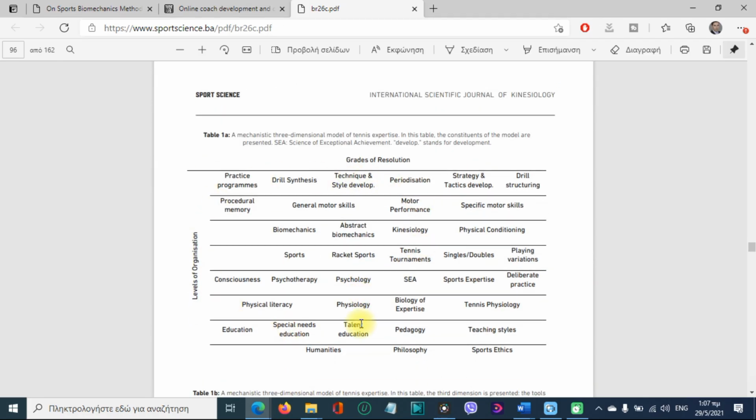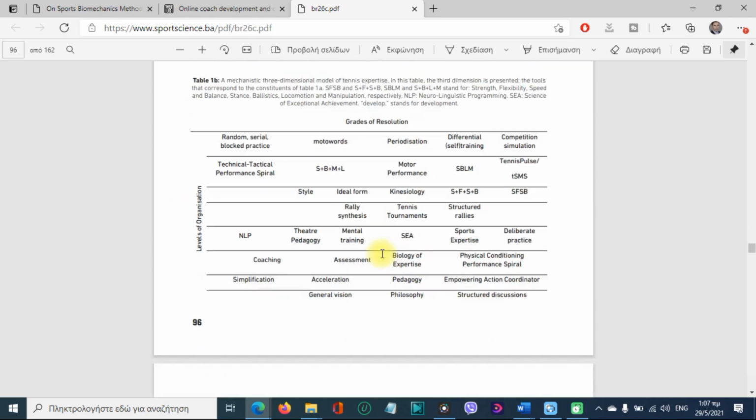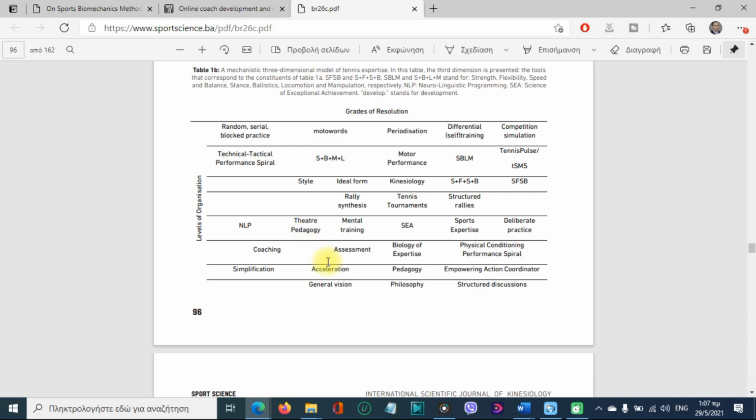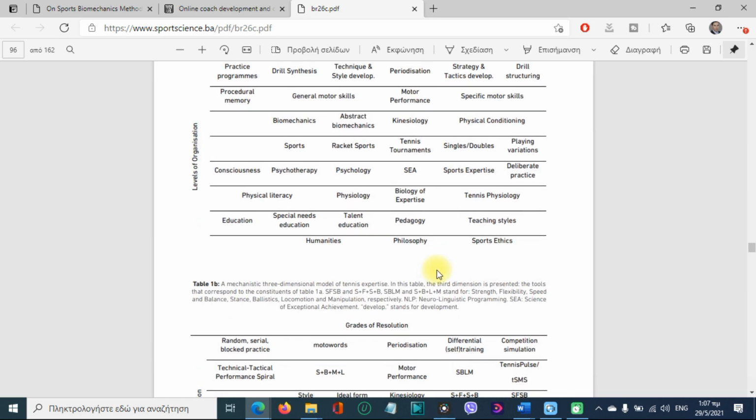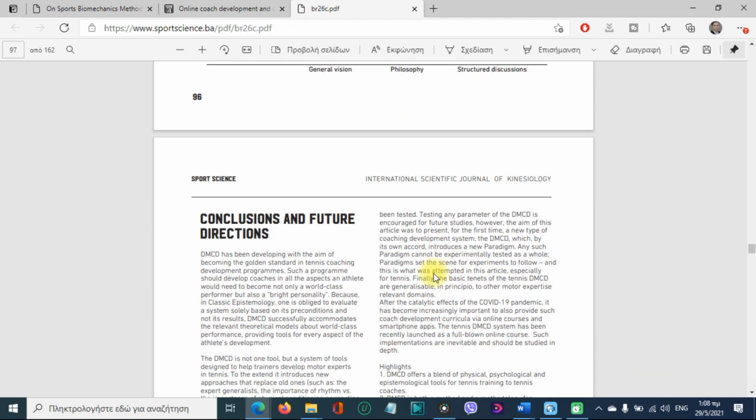And this is a very interesting table. It is a 3D, a three-dimensional model of tennis expertise. Isn't this our goal? Tennis expertise. Okay, so this is the three-dimensional. It's one, two, three dimensions. Okay, so please go and study this table as well.